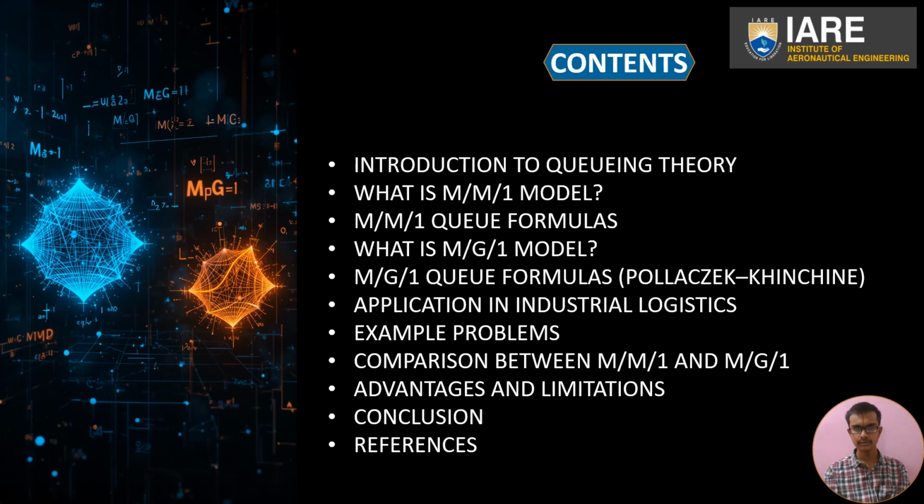And after that, I'll explain their applications in industrial logistics. And after that, I'll go through example problems related to them. And after that, we'll go through a comparison between MM1 and MG1 models. And after that, we'll discuss about their advantages and limitations. And after that, I'll conclude the topic and give the references for the topic.